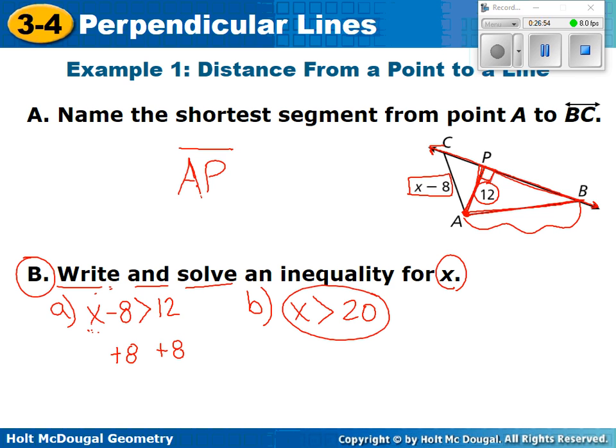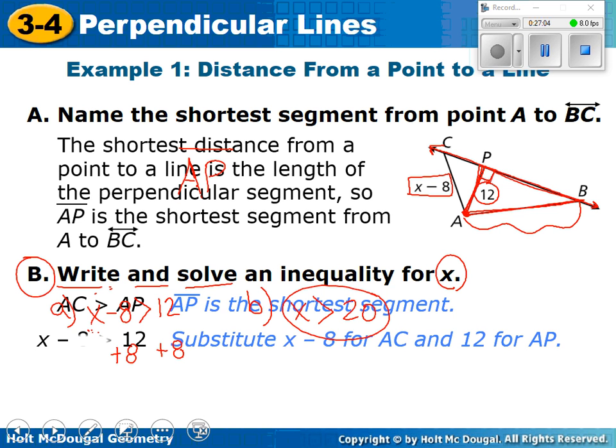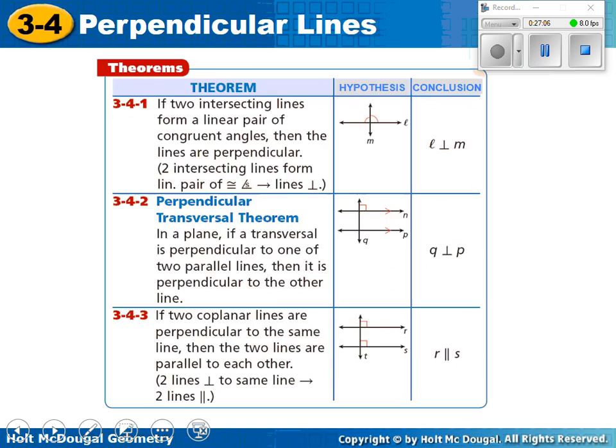Any questions? Okay, I only put one example in the notes, so I need to know if you have any questions about this. All right, so that's the easy part. Now we're going to look at the theorems and work some proofs.